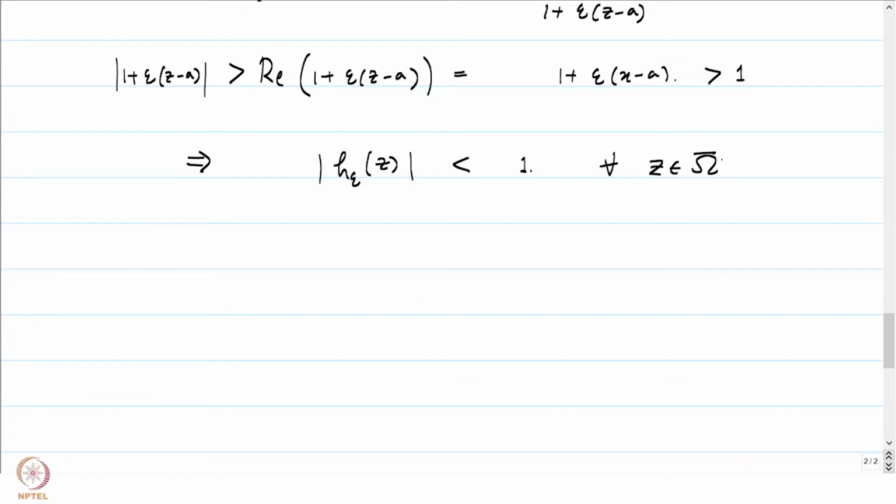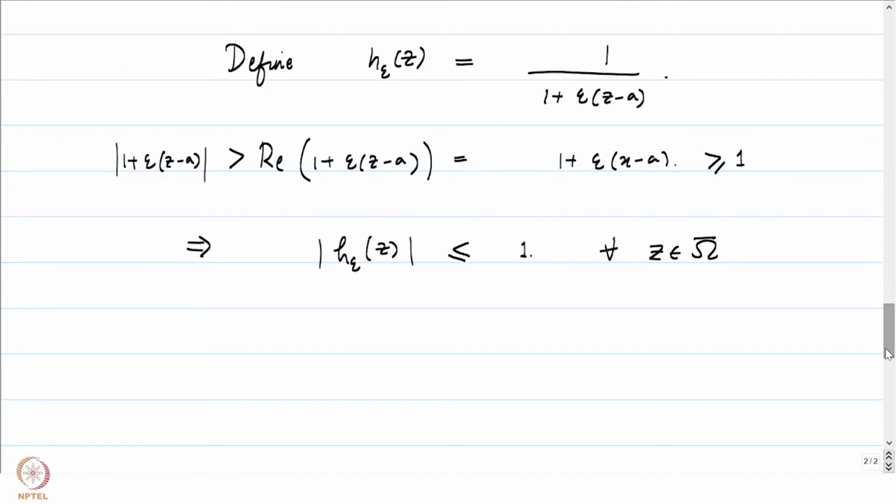So maybe I should put greater than or equal to 1, because when z is on the boundary, it can happen that x is equal to a, and in that case it will be equal to 1. So this will be less than or equal to 1. That's precisely what we get to conclude.